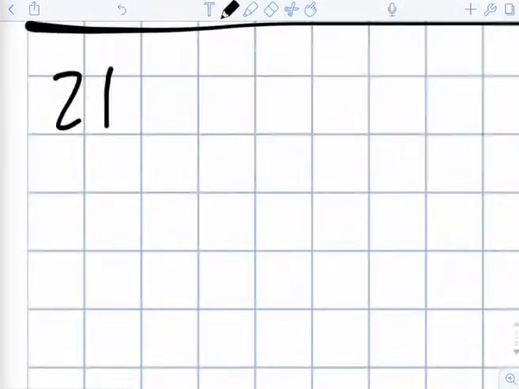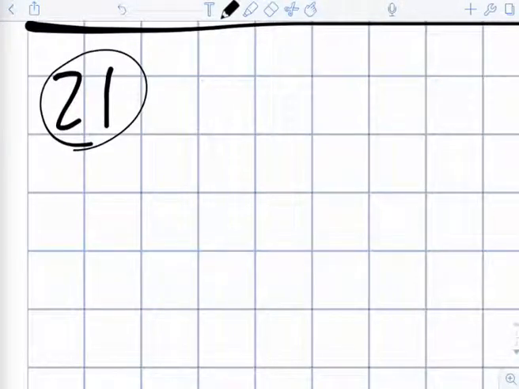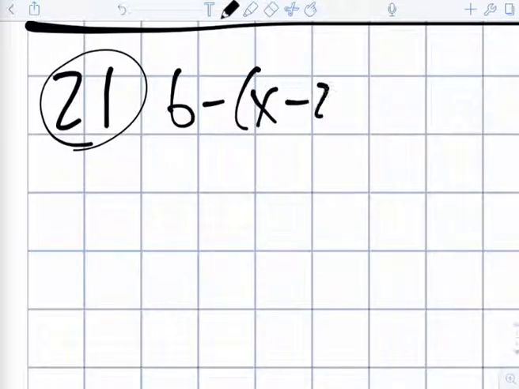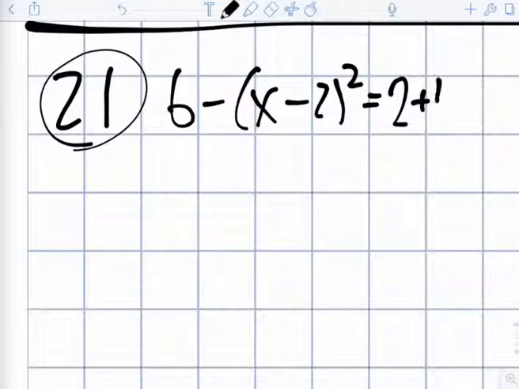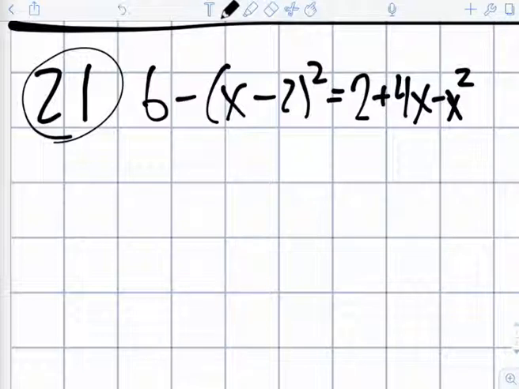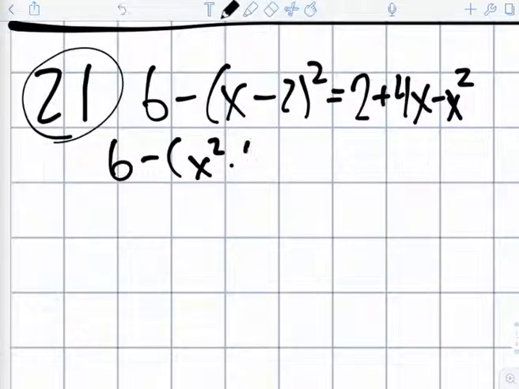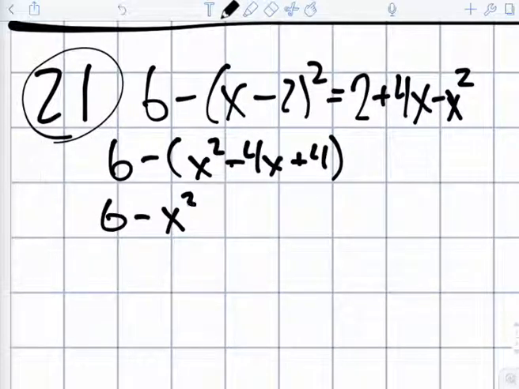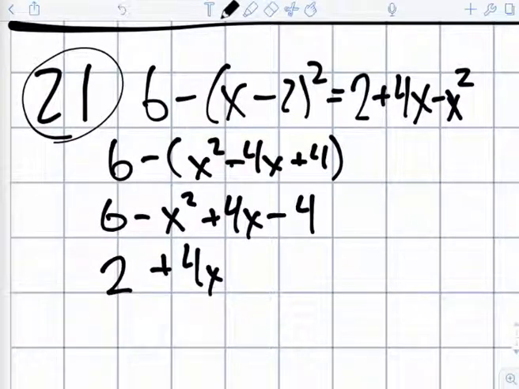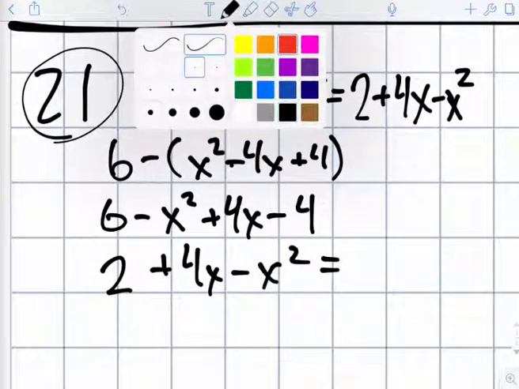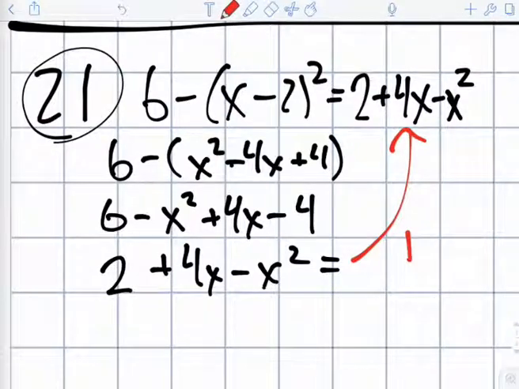All right, 21. We want to identify if it's an identity or an equation. 6 minus (x minus 2) squared is equal to 2 plus 4x minus x squared. Is that an identity or an equation? So I'm going to square this thing over here. That's x squared minus 4x plus 4. So I get 6 minus x squared plus 4x minus 4. And if I rearrange that a little bit, I get 2 plus 4x minus x squared, which equals that right there. So that makes it an identity. That's 21.